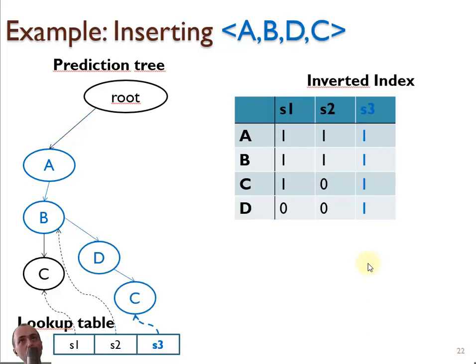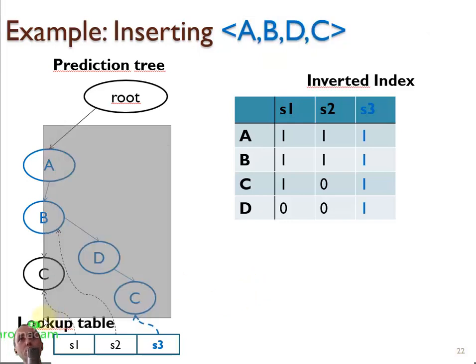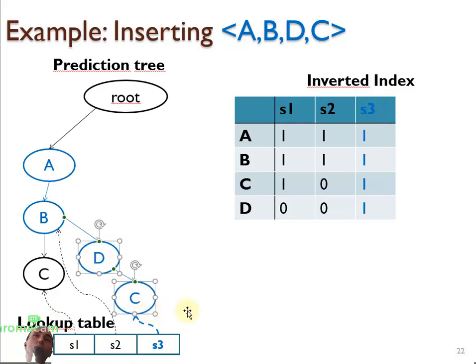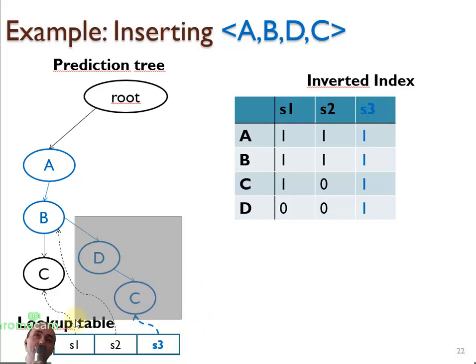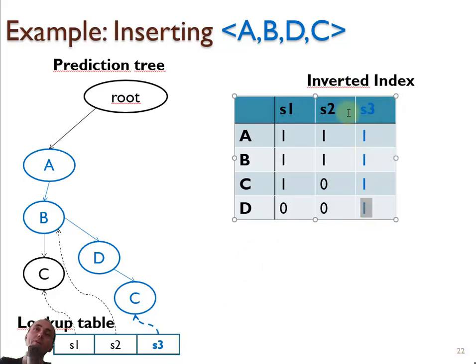Now we do the third sequence: A, B, D, C. We need to add A, B, D, C to the tree. AB is already there, so we don't need to create new nodes. We only add D and C here in the tree. And we add a pointer to say that if we want to find sequence 3, we can read from the pointer, go back C, D, B, A. We can read the sequence backward to recover it from the tree. Then we update the table. We say 1, 1, 1, 1 for A, B, C, D because all of them appear in sequence 3.